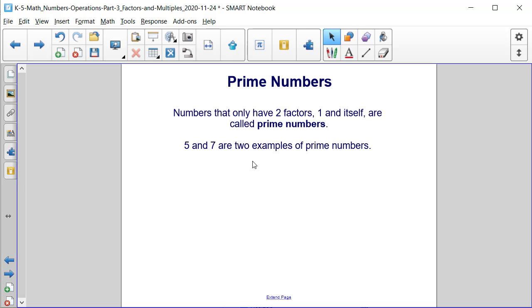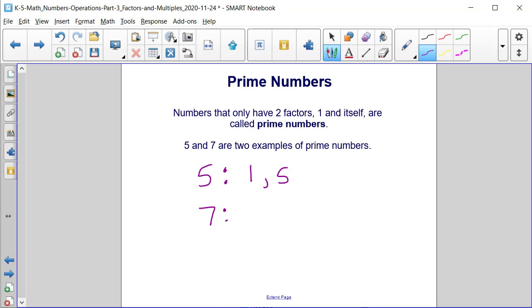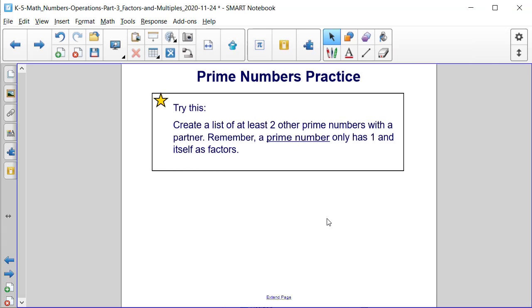Numbers that only have two factors, one and itself, are called prime numbers. 5 and 7 are two examples of prime numbers. Again, that is because the only factors of 5 are 1 and 5, and the only factors of 7 are 1 and 7. Again, in general, numbers that only have two factors, 1 and itself, are called prime numbers. Try to create a list of at least two other prime numbers.